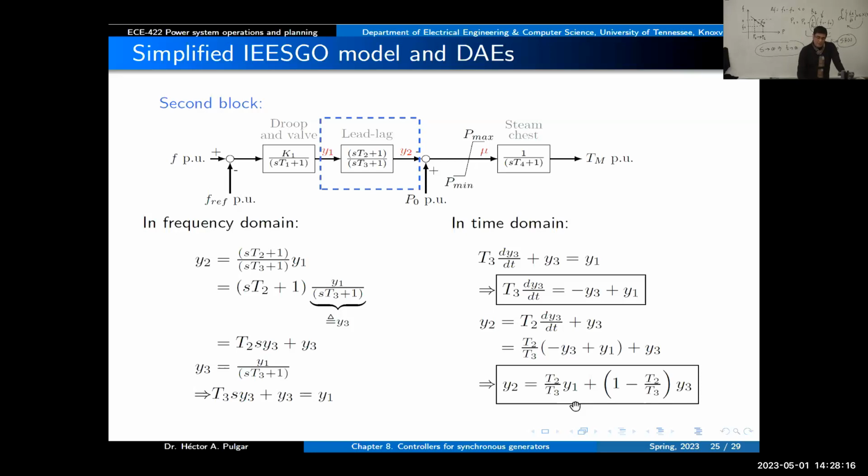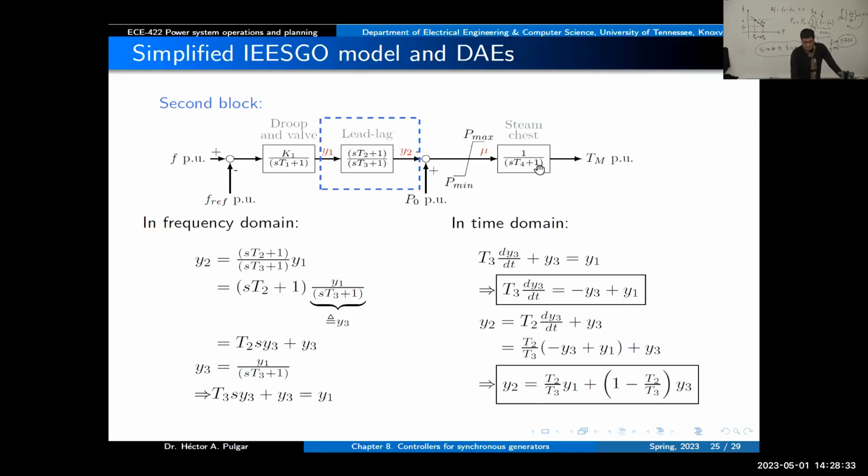As you can see here, because we have a zero and a pole for that lead-lag behavior, we're going to get, in this case, one differential equation and one algebraic equation. So that's different to what we got before.